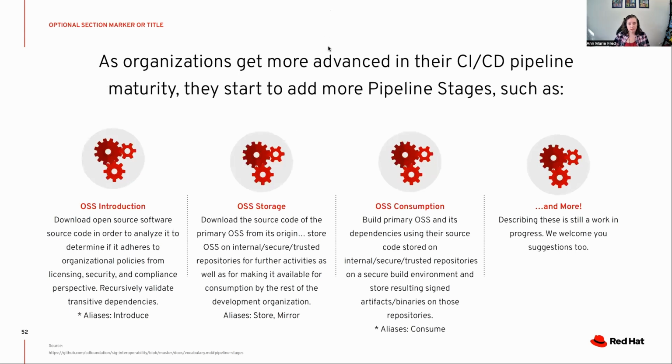And as organizations continue to mature and advance in their CI/CD pipeline maturity, they start to add even more pipeline stages. So some examples of those might be OSS, open source introduction, open source storage, open source consumption, and so on.